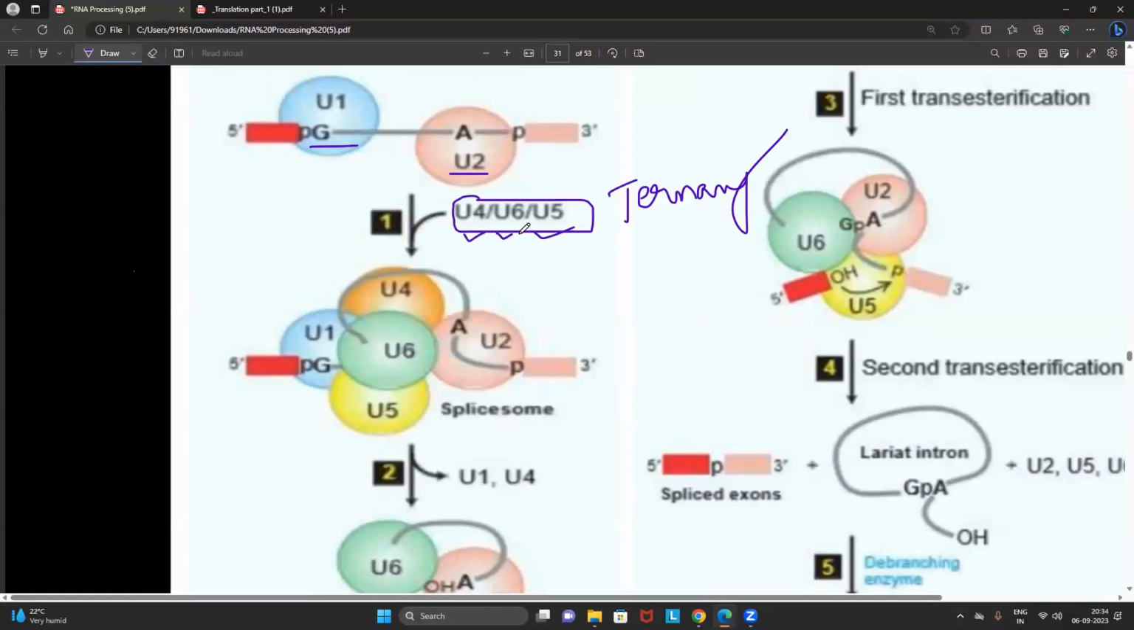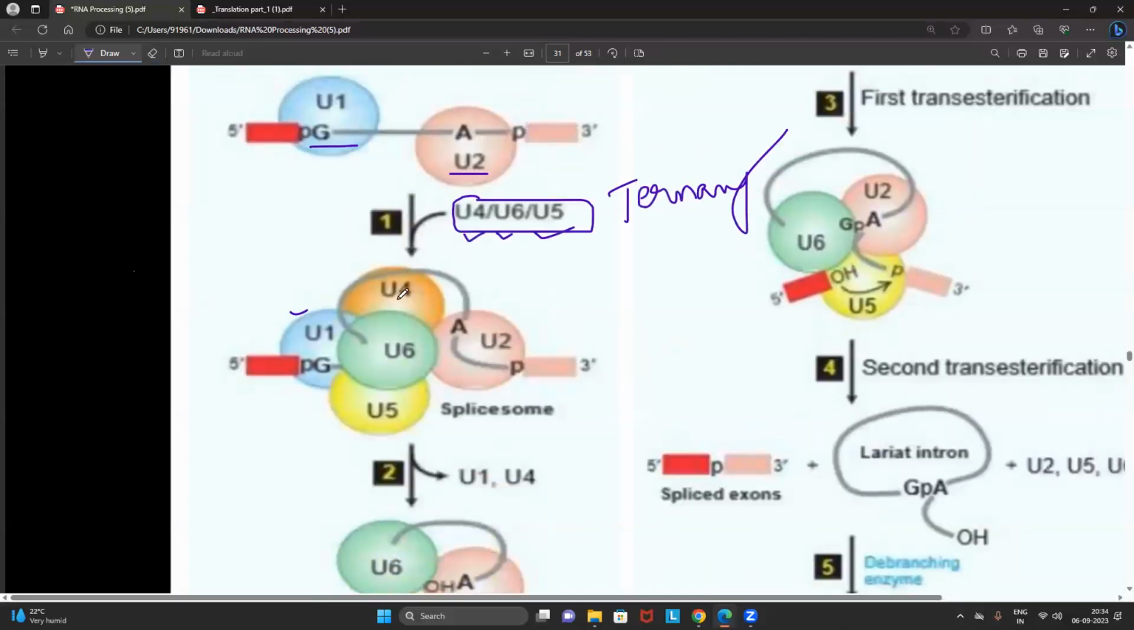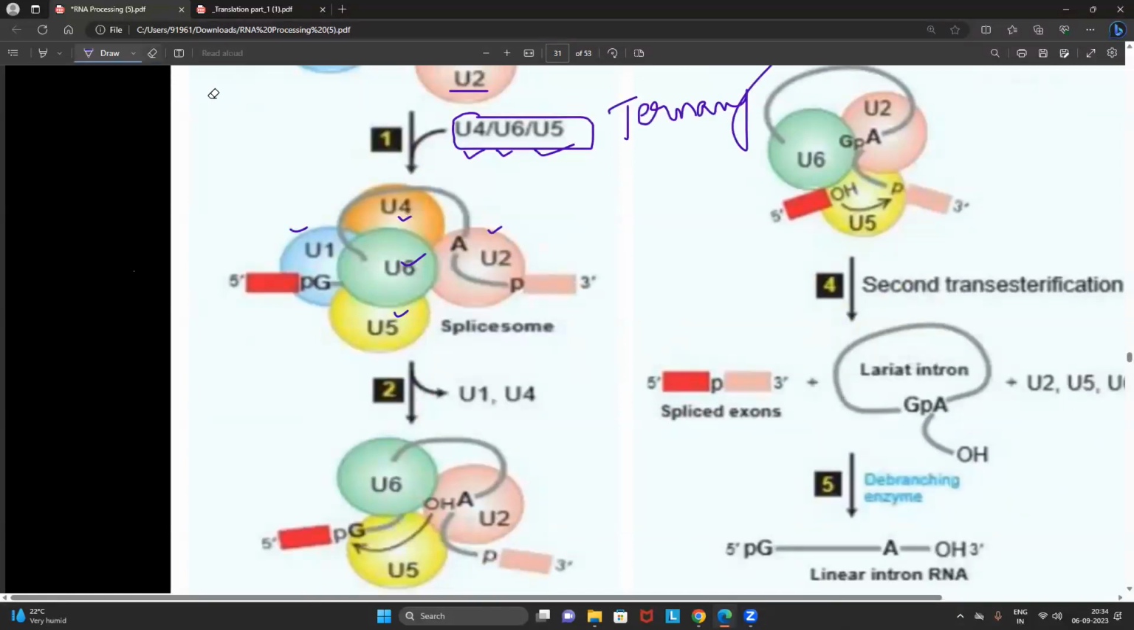Now U4, U6, U5 will come and attach here. Now you see this, what is all present? U1 is present, U4 present, U2 present, U6 present, U5 present. Now you know, friends, what happens when all are attached to each other? All the students, remember my words. Structural changes are happening, or conformational changes are happening. Look into the point.